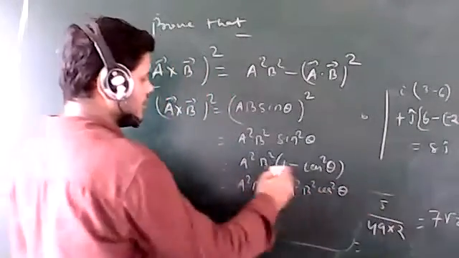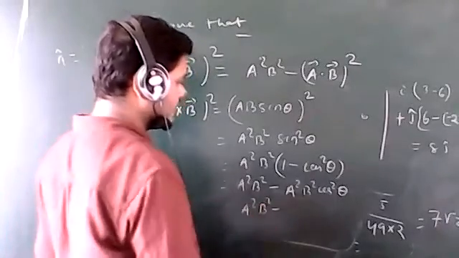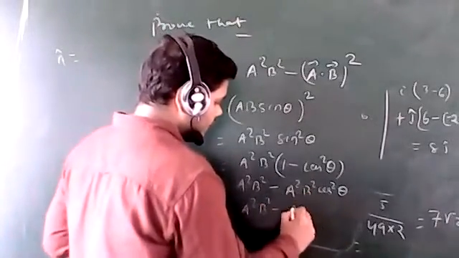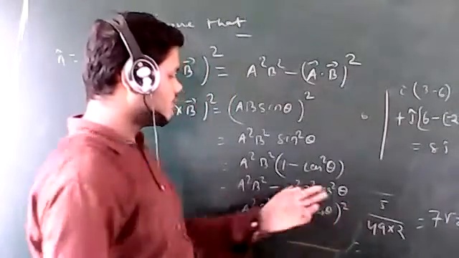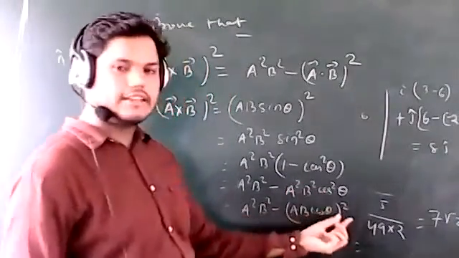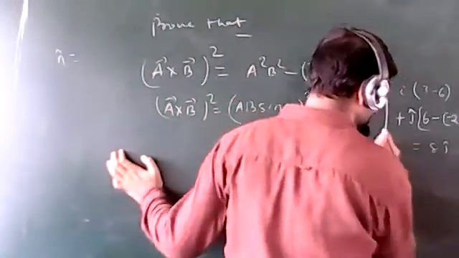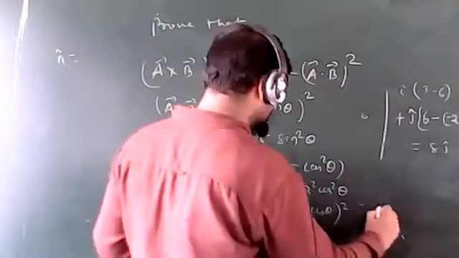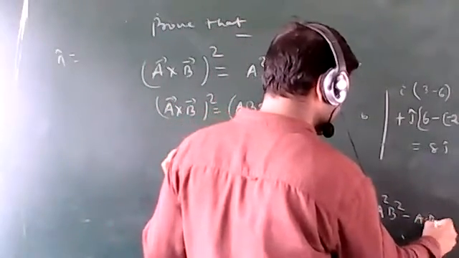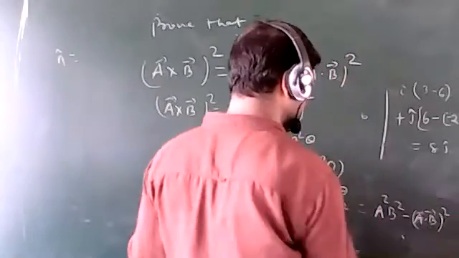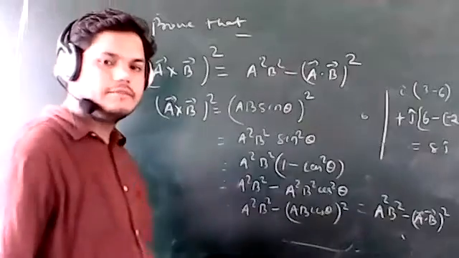If you multiply, A square B square minus, in place of A square B square cos square theta, we can write AB cos theta whole square. Yes or no? So we know that AB cos theta is A dot B. So we can write A square B square minus A dot B whole square. If you are not getting the point, you can ask me. Do you have any doubt?